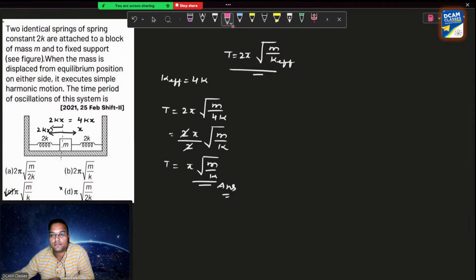Sir, I had a doubt. Hmm? Sir, when we were solving for series, weren't we doing it 1 by 2k plus 1 by 2k like that? But this is not a series problem, no? If both the springs were on the same side, it was like series.